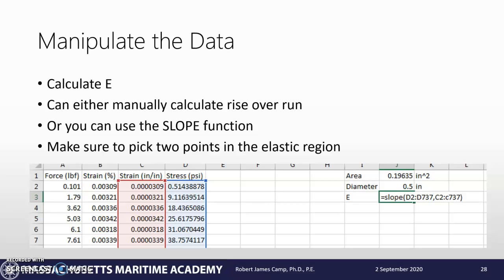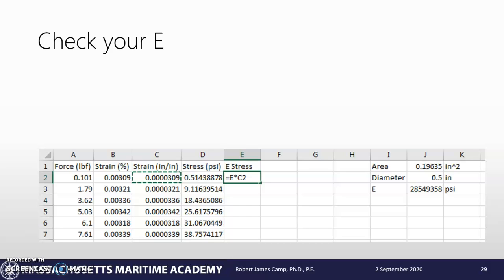But that's okay, because I have a way for you to check it, and it will make calculating the 0.2% yield stress a lot easier. So to check your E, we're going to make what I call the modulus line, or as I've got listed here, the E stress line. And how are we going to do that? Well, we're going to plot a straight line using your E, because it's y equals mx plus b.